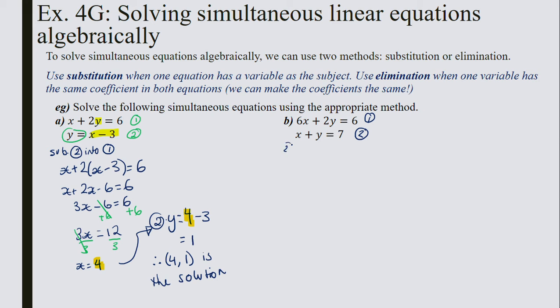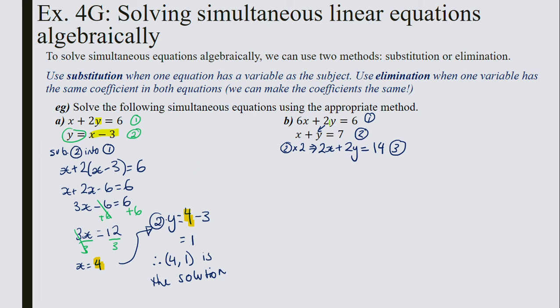I like to write 2y, so let's make the y's the same to cancel them out. To give this equation a coefficient of 2y, I need to multiply the whole equation by 2. That gives me 2 times x is 2x, 2 times y is 2y, and 7 times 2 is 14. So I've multiplied this whole equation by 2 to get this equation here, which I'm going to call equation 3. Of course, it's the same as equation 2, just with different coefficients.